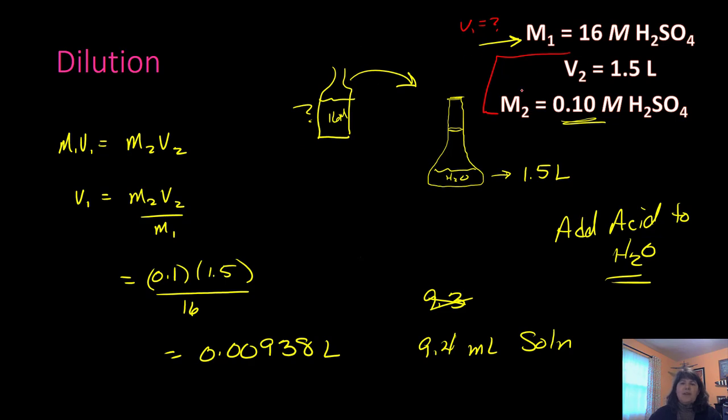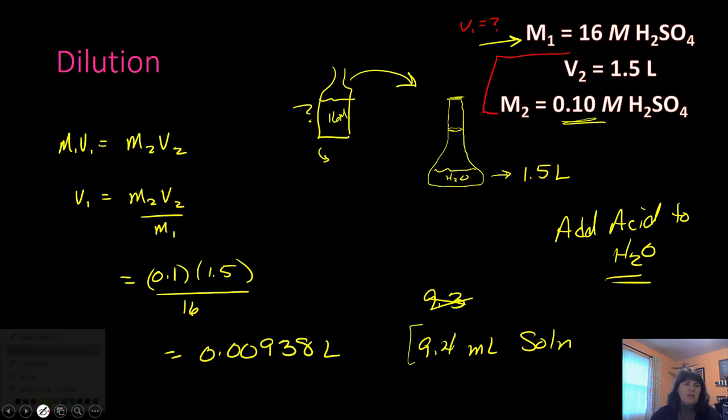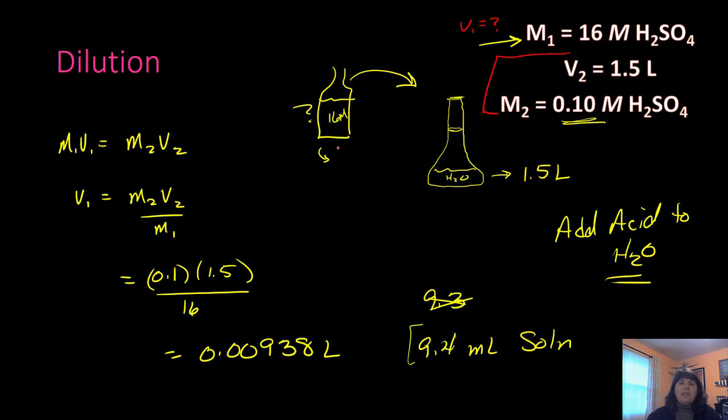And that answer we found out. I need to take 9.4 milliliters. So I'm going to first take, let's get a different color here, a graduated cylinder. Ideally, you might want to actually use a pipette. But I'm going to take a graduated cylinder and fill it up to 9.4 milliliters. Then I'm going to take this and put it into the water.